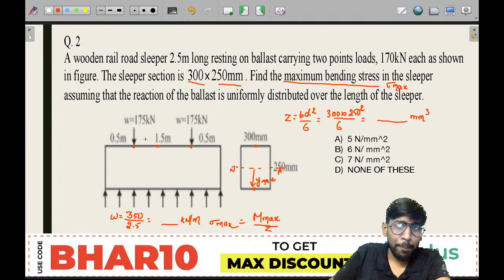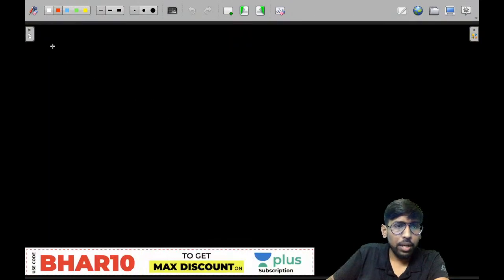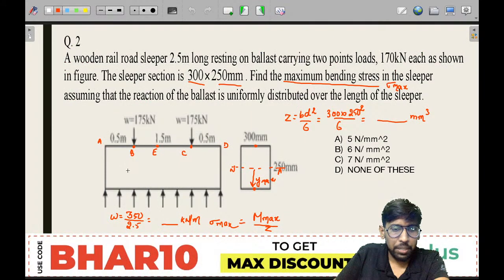Okay. So what is the bending moment? If I name the points A, B, C, D and E, what is the bending moment at B? What can you write? What is the value of W first? Tell me the value of W. Yes, what is the value of W, beta? 0 cancelled. 25.